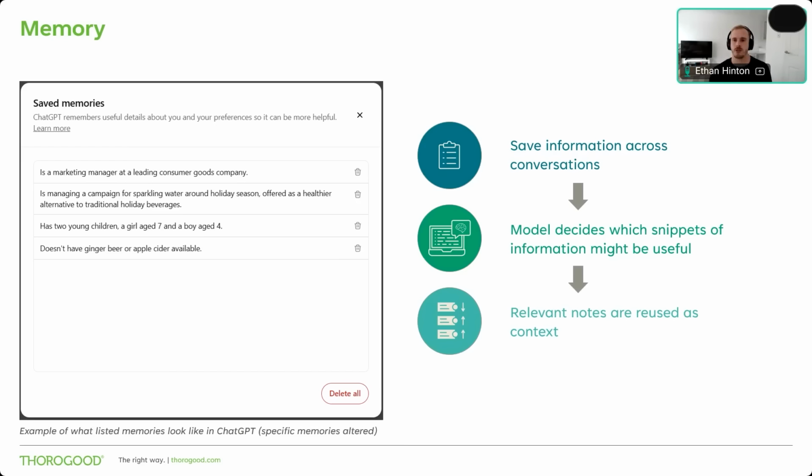On the left-hand side of the screen, you can see ChatGPT's implementation of memory. OpenAI have integrated this feature into the tool, saving small snippets or pieces of information from your conversations to help influence how the model responds to future prompts that are not necessarily within that same chat or conversation that you're in.